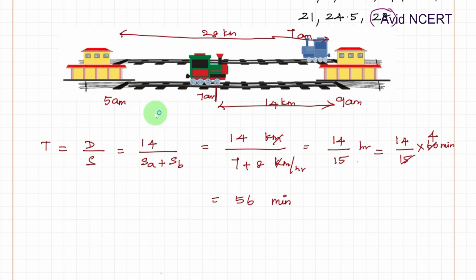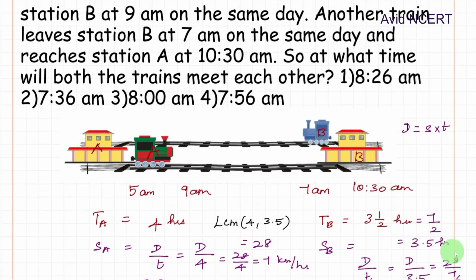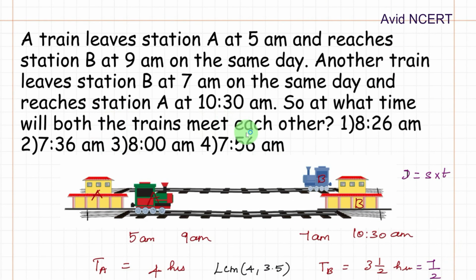Since train A has already traveled 2 hours, and now this 56 minutes, the time taken for train A to meet train B is 2 hours and 56 minutes. So it started at 5 am, plus 2 hours and 56 minutes, it meets train B. That gives 7 hours and 56 minutes, so at 7:56 am the trains will meet each other.